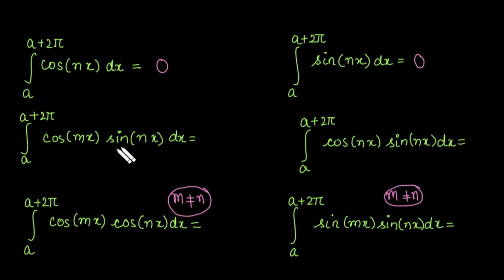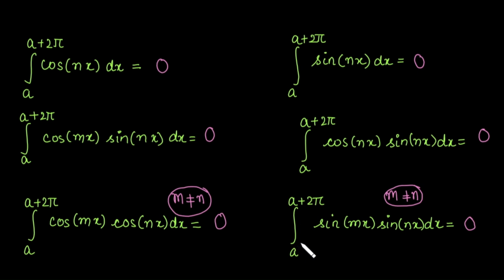Next is integration of cos mx into sin x from a to a plus 2 pi, where the length of the interval is again 2 pi. In this case, if you replace m and n with any of the integer, maybe they are equal, still the integration is 0. And when we are taking the function as cos into cos with the different angles, integration from a to a plus 2 pi, in this case, again the integration is 0, and same in the sine case. Make sure the integration is taken from a to a plus 2 pi, means the length of the interval is 2 pi.